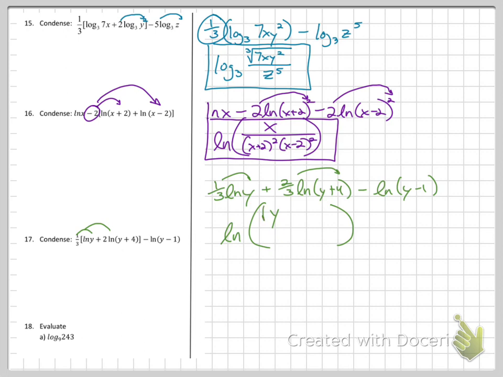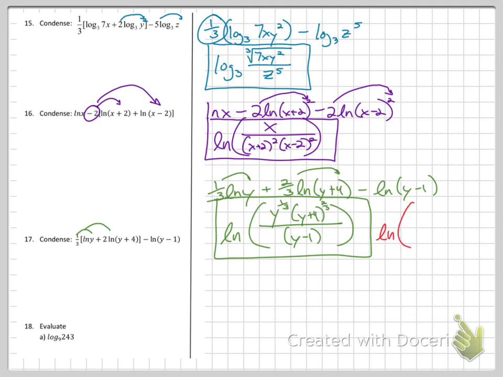Last time I wrote it as a cube root. This time I'm going to write it as a fraction because multiple choice, I don't know if it's going to be written as a cube root or as a fraction. And then times y plus 4 to the 2/3 over, because it's negative, y minus 1. So this is good. I just want you to understand if it was multiple choice, it might have been written like this. Natural log of, they'd probably put them both under the same cube root. Y to the first, y plus 4 squared, all over y minus 1.